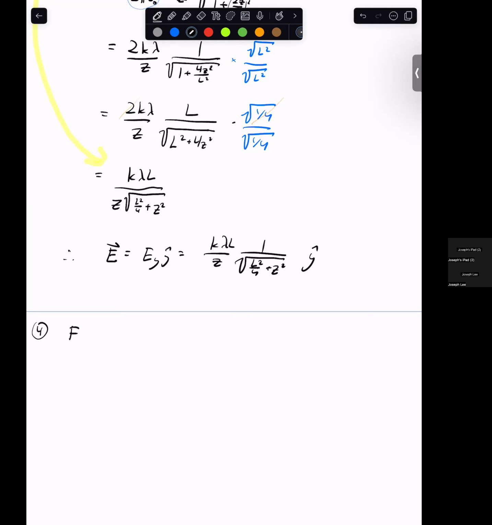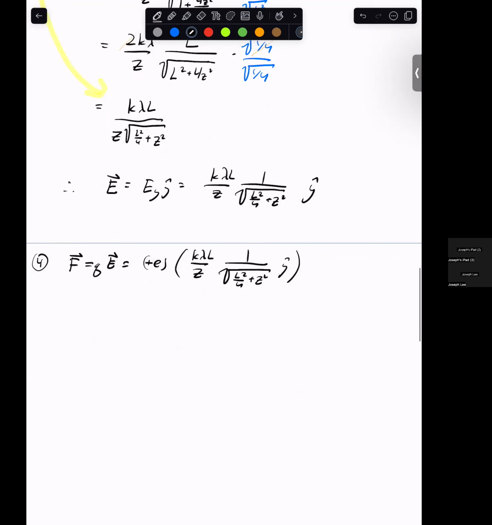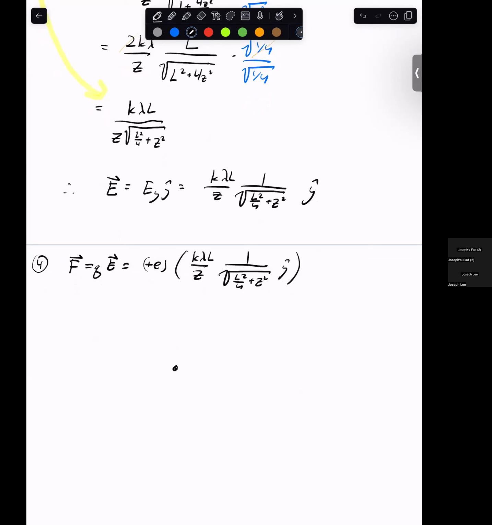So F, this is the easy part. F is equal to QE. This is a formula that you're given. Now we know the charge is plus e, because that was given in the problem. And then E is just K lambda L over z, 1 over square root of L squared over 4 plus z squared times y hat. And you'll notice that this force and electric field both point straight up.